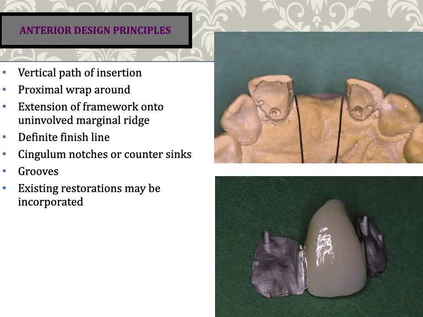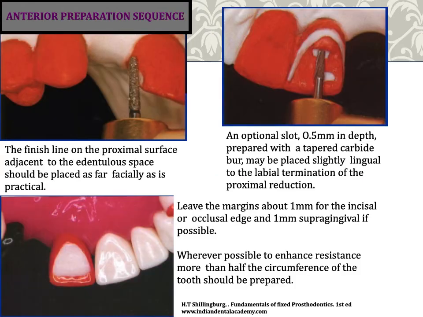Anterior design principles. It should have a vertical and a single path of insertion. There should be a proximal wraparound of around 180 degrees. Extension of framework onto the uninvolved marginal ridge. Definite finish line. Cingulum notches or countersinks, grooves, and existing restorations may be incorporated.